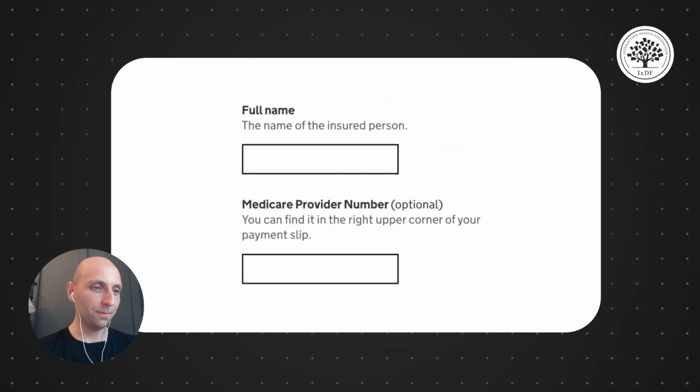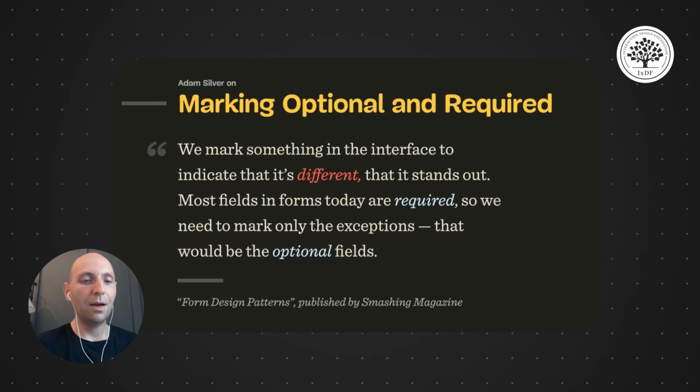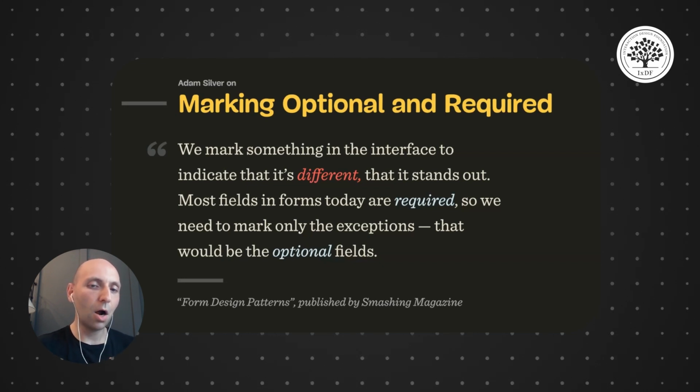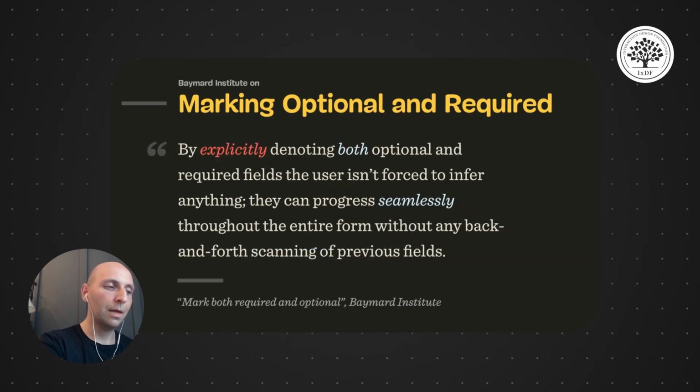So what do we do then? Well, we can start either with an asterisk or with an optional, right? There are basically two different ways of thinking about this, two different paradigms, I guess. On the one hand, there is gov.uk and there is Adam Silver, who's been publicizing a lot of research that he has been doing on form design. He said that we mark something in the interface to indicate that it's different, that it stands out. Most fields in forms today are required, so we need to mark only the exceptions, and that would be only optional, right?